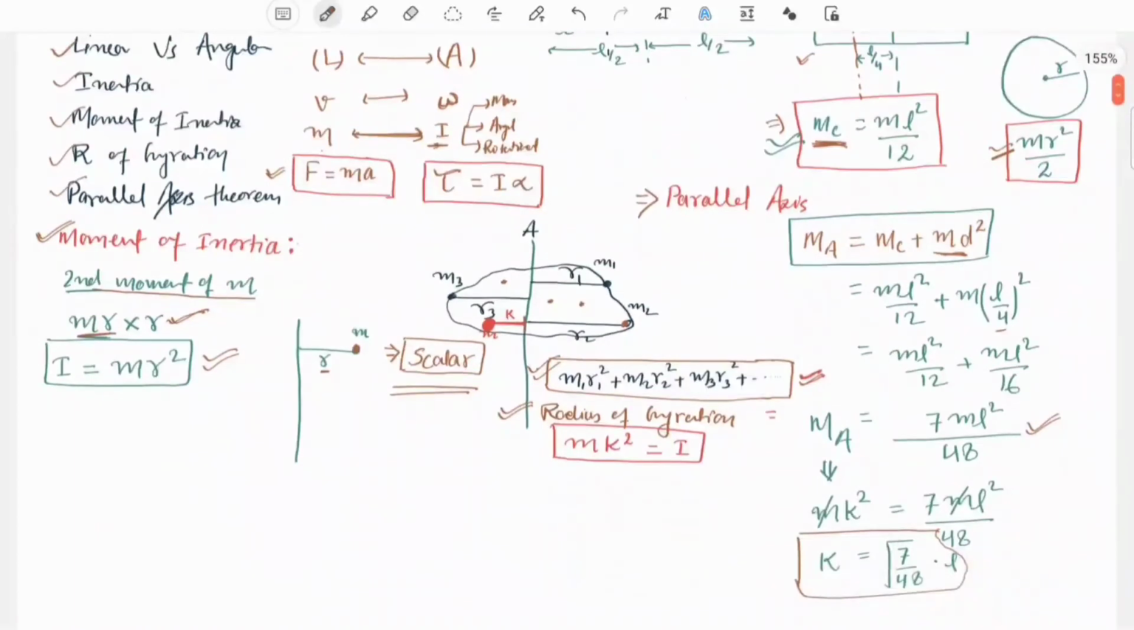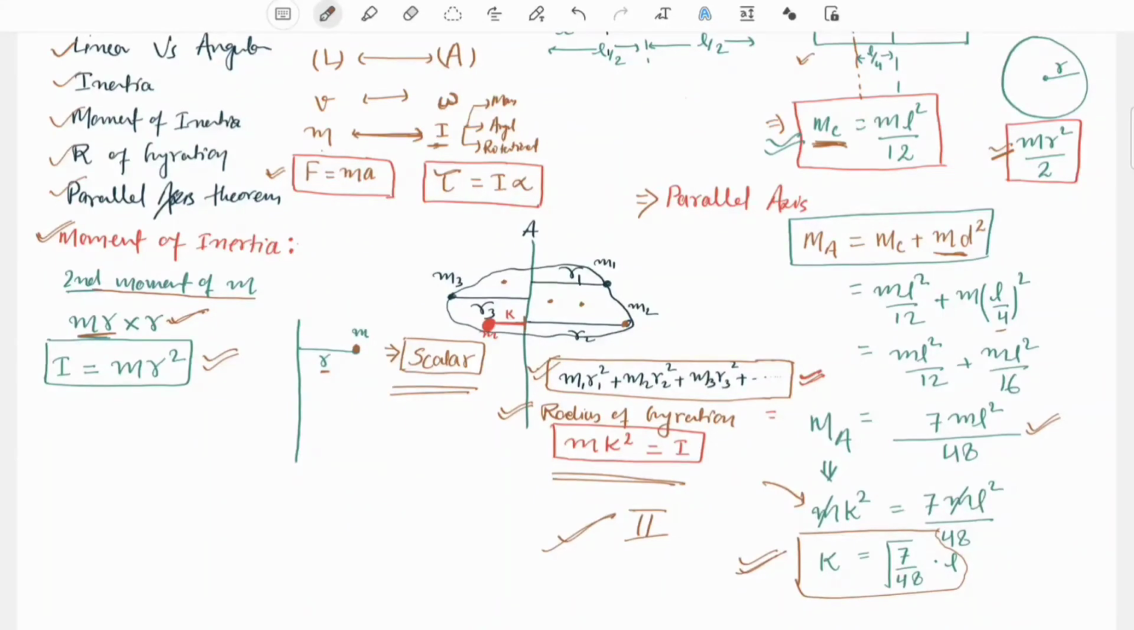Now, using the concept of radius of gyration, we simply put mk square, k being the radius of gyration. So the second moment of the entire mass about the radius of gyration would give the same moment of inertia as we calculated. This way we can calculate the radius of gyration for this question, and it comes out to be square root of 7 upon 48 multiplied by L. So option 2 is correct. So this is the end of this question. We have learned the concepts as well.